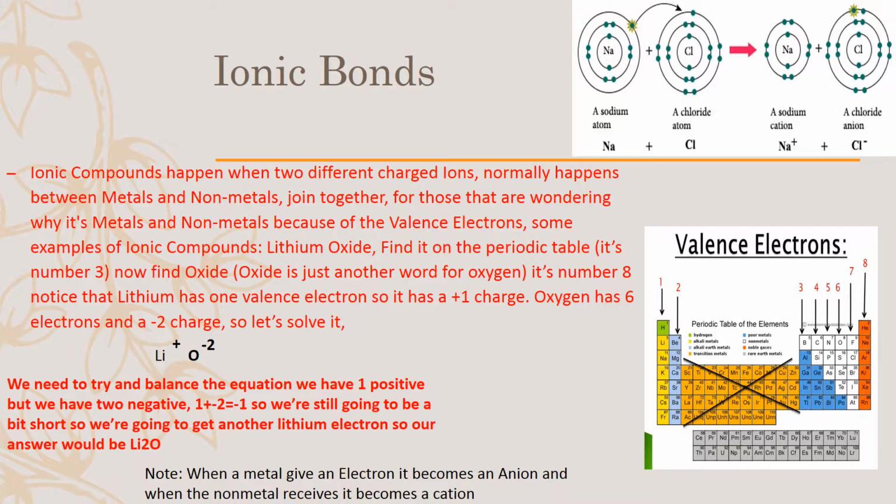Now, when a metal gives an electron, it becomes a cation, and when a non-metal receives it, it becomes an anion.